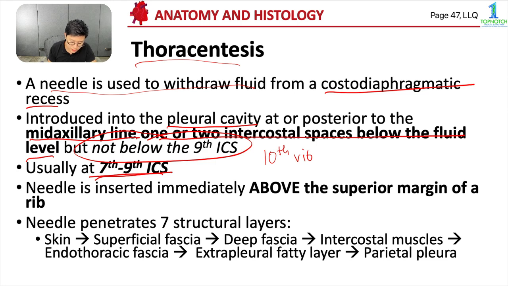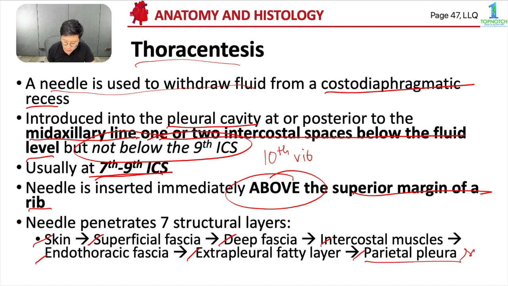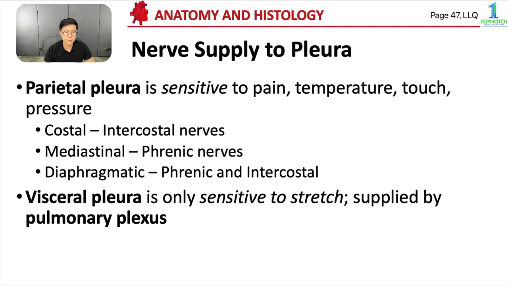And again, the needle is inserted immediately above the superior margin of the rib to prevent injury to your intercostal nerves, the neurovascular bundle. So the needle penetrates 7 structural layers: your skin, the superficial fascia, the deep fascia, your intercostal muscles, your endothoracic fascia, the extrapleural fatty layer, and then your parietal pleura. So after the parietal pleura, ma-access mo na yung pleural cavity.